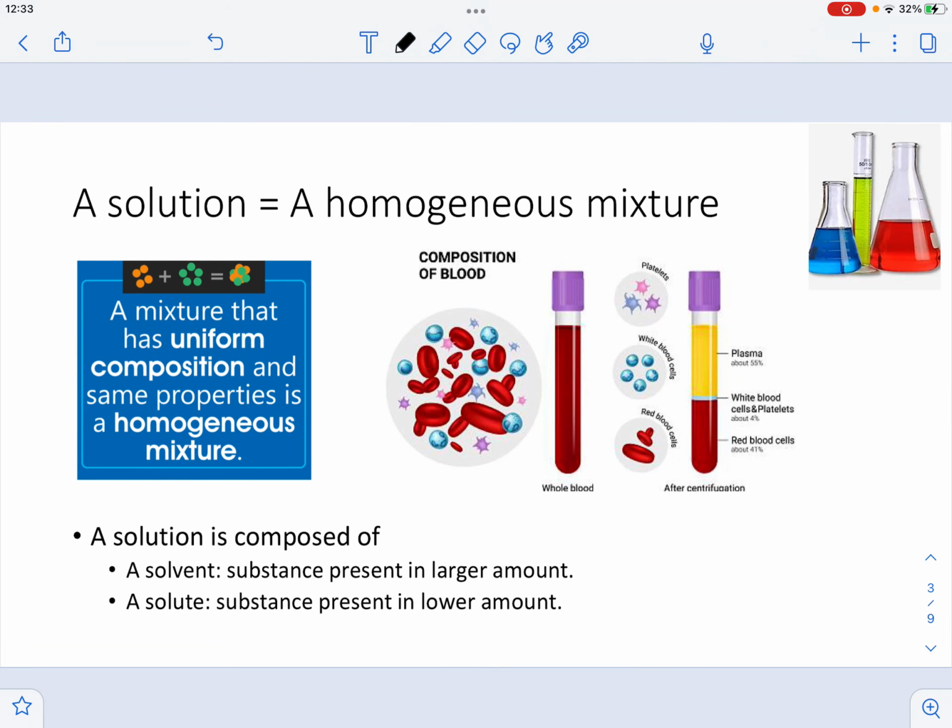We are first going to discuss the definition of a solution. A solution is another word for a homogeneous mixture. Remember that these types of mixtures have a uniform composition and the same properties. When we're talking about a solution, we're going to say that a solution is composed of two things. Number one, a solvent, which is the substance that is present in a larger amount. And in a solution, we have one solvent.